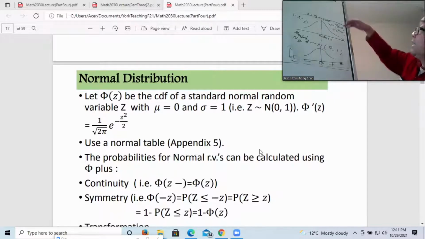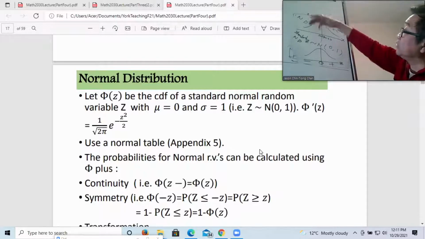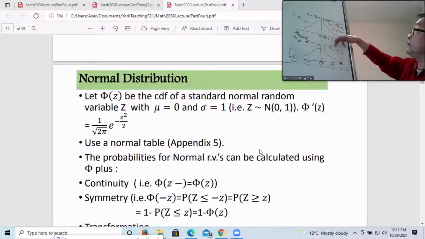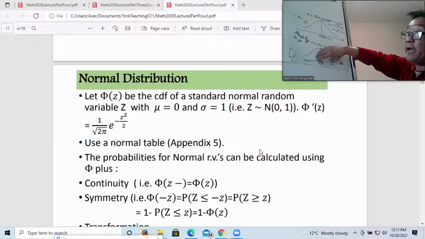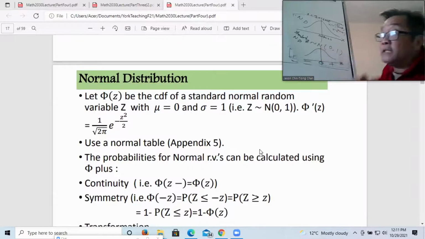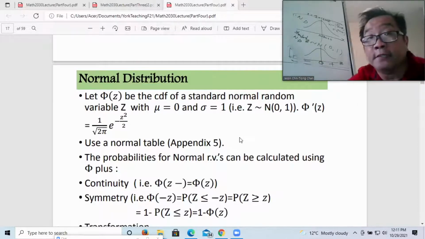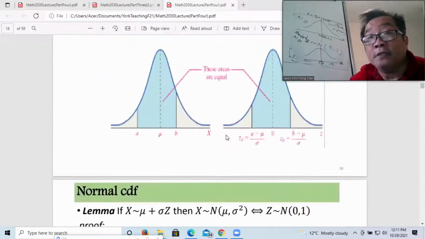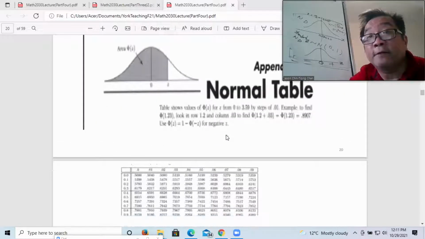So I do the transformation from X to Z. When I do the transformation, this becomes 0 and 1, no matter what your mean and your variance are. This concept is very important because it helps us to use the table.